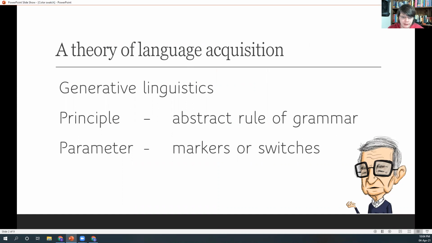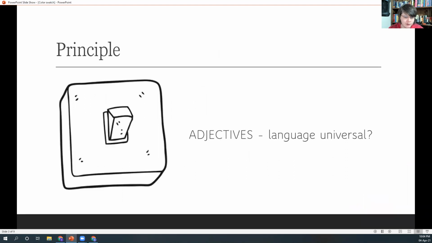Now, a principle is an abstract rule of grammar, or more technically, an abstract rule of universal grammar in the Chomskyan sense of the word. And a parameter is like a marker or a switch. Okay, so what does that mean? For example, Chomsky would say that a principle is a language universal, that languages have adjectives.